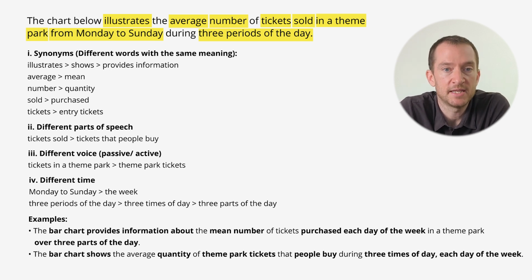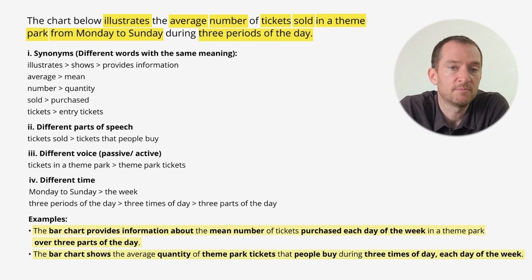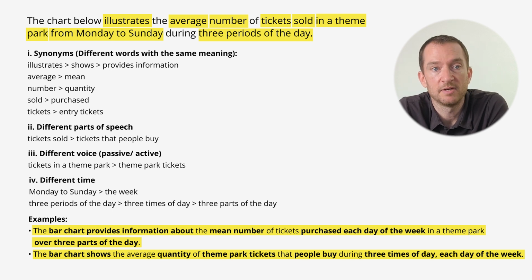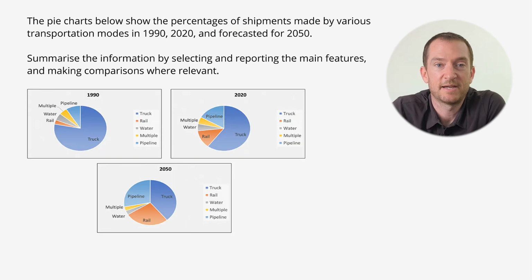We have Monday to Sunday, which can be changed to the week, and 3 periods of the day can become 3 times of day or 3 parts of the day. Looking at these examples, you can see the changes with average, number, sold, theme park, and other words and phrases being changed. Next, we have pie charts.